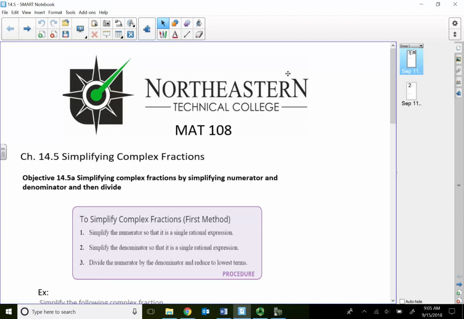Welcome to module 14.5, simplifying complex expressions. So, what is a so-called complex expression?